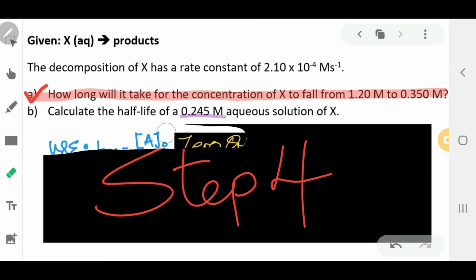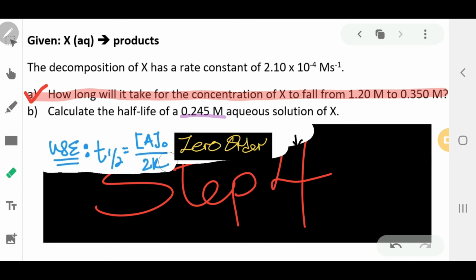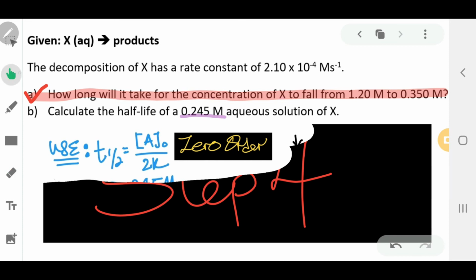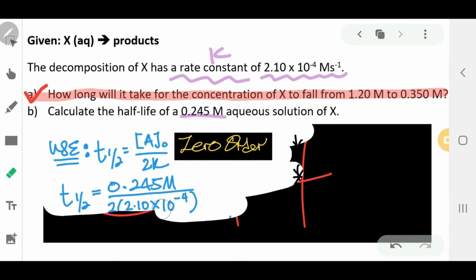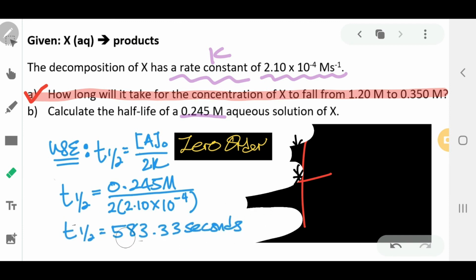So we have the zero order half-life equation. This is the equation that you need to remember for zero order: the initial concentration over 2k. The value of k is still the same. We're still going to be using the same k value, so that is your k right there, 2.10 times 10 to the power of negative 4 molar per second. When you plug that into the equation, like so, you will be able to get your half-life, which is 583.33 seconds.